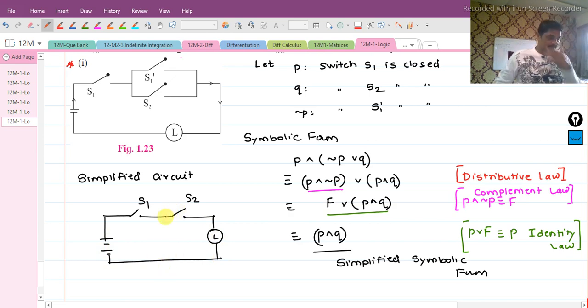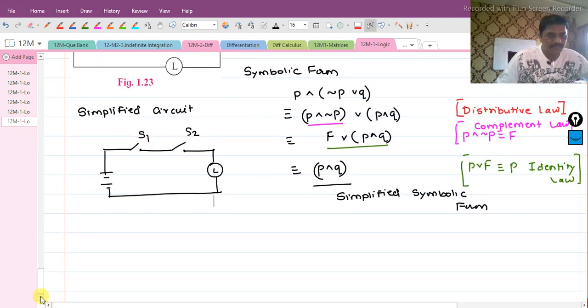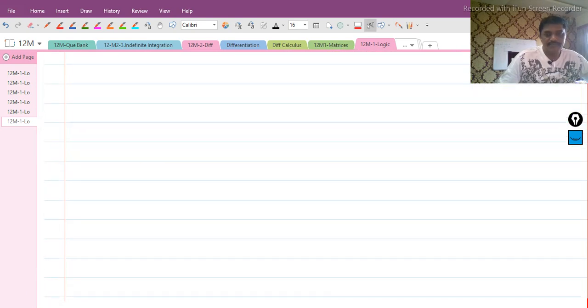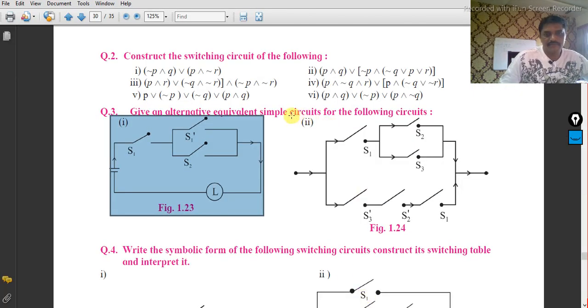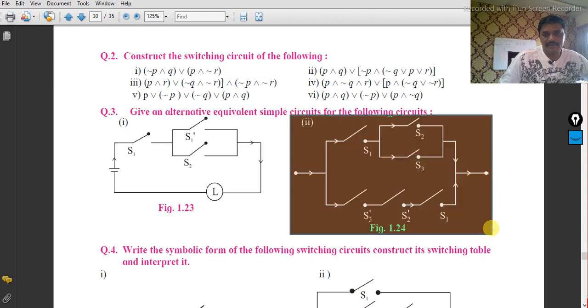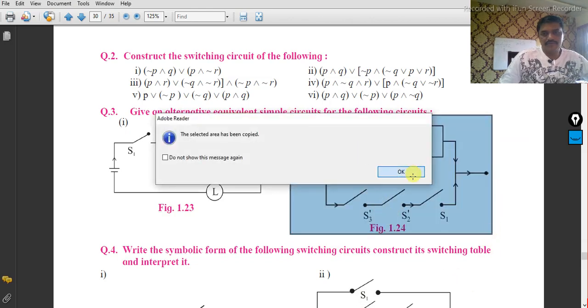So this is the simplified circuit. Is this clear to you all? If you want, you can also check this with an input output table. The RHS will come out the same. Let's go to the next question. I hope this is clear to all. Hello, say yes or no please. Yes, sir. Alright, let's go. I'll go for the next question.